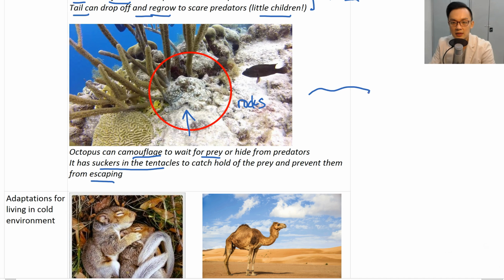So if these are the tentacles, there are a lot of circular things here called suckers, and these suckers will suck on the prey and hold on to it so that they cannot escape.